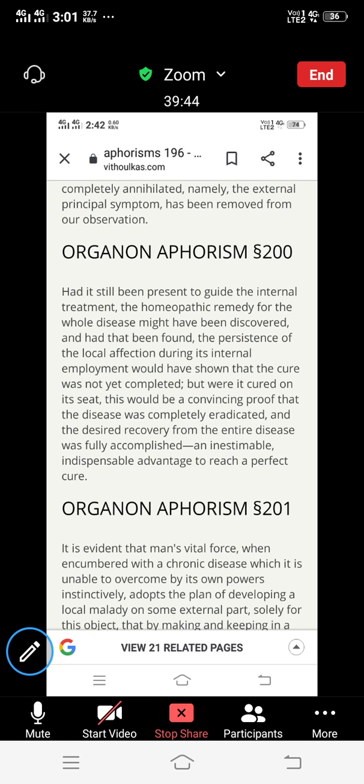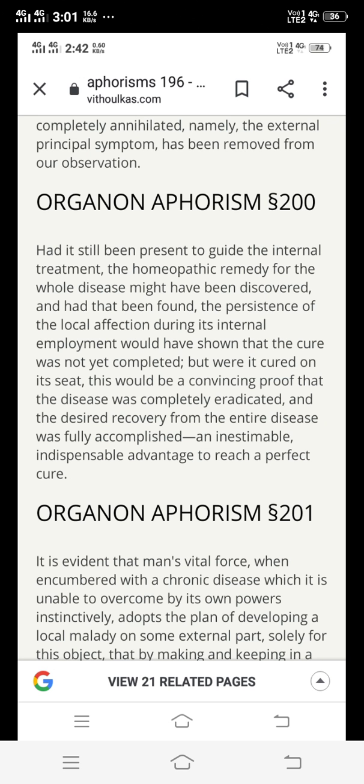So the next aphorism is aphorism number 200. What it explains is that, had it still been present to guide the internal treatment, the homeopathic remedy for the whole disease might have been discovered, and had that been found, the persistence of the local affection during its internal employment would have shown that the cure was not yet completed. But were it cured on its seat, this would be a convincing proof that the disease was completely eradicated and the desired recovery from the entire disease fully accomplished, with inestimable, indispensable advantages to reach a perfect cure.